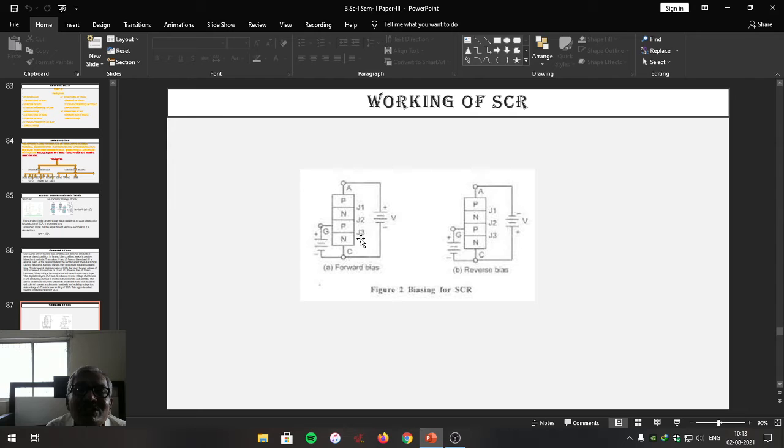That particular angle through which SCR doesn't conduct the current is called the firing angle. But when the applied voltage becomes equal to the forward breakover voltage, the anode current suddenly increases and it will start conducting up to a certain time. That particular angle we can call the conduction angle.